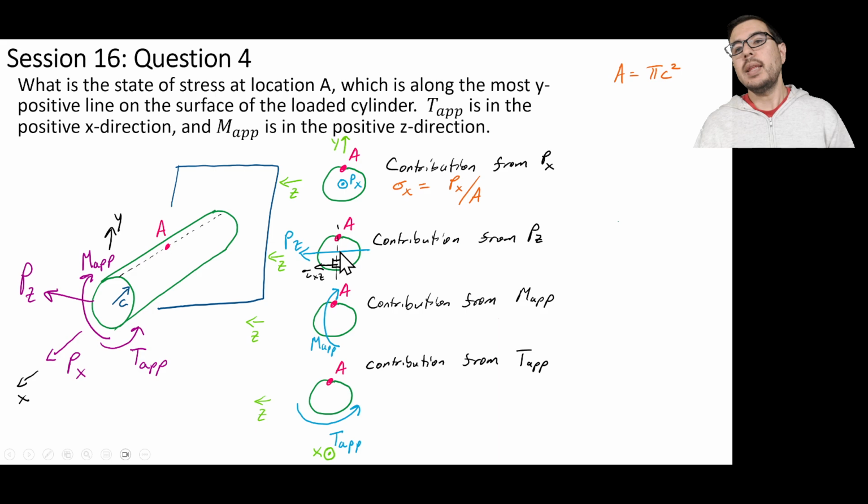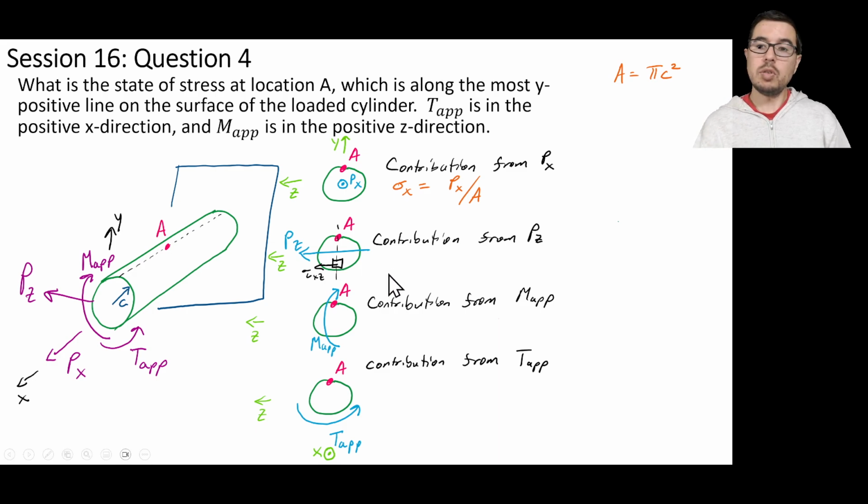So PZ also is contributing a bending moment. Now we don't know how far it is from the ends of this system, but because A is on the neutral axis relative to the PZ force being applied, that means that the bending stress will be zero. So we only have to concern ourselves with the transverse shear stress.